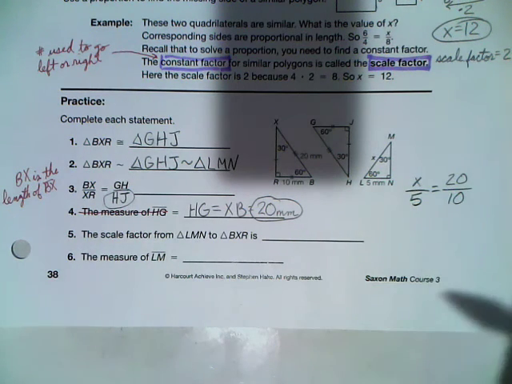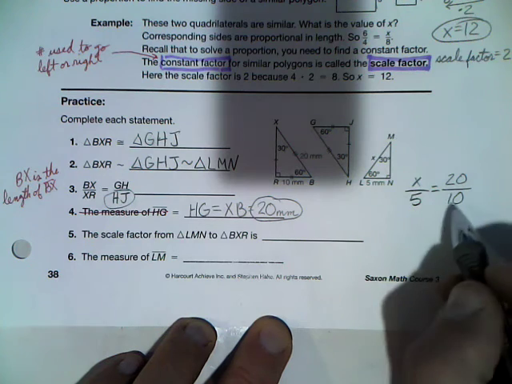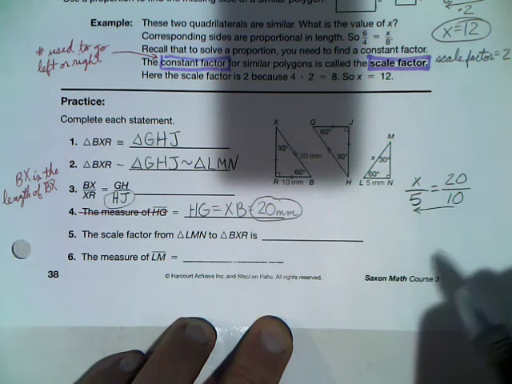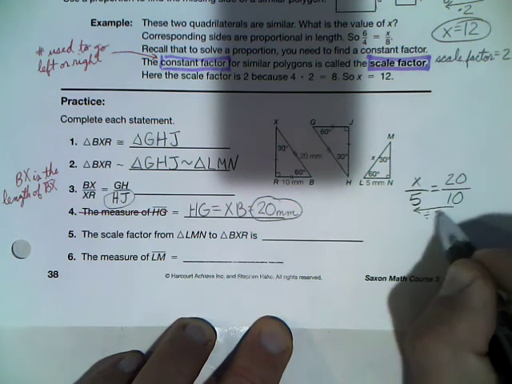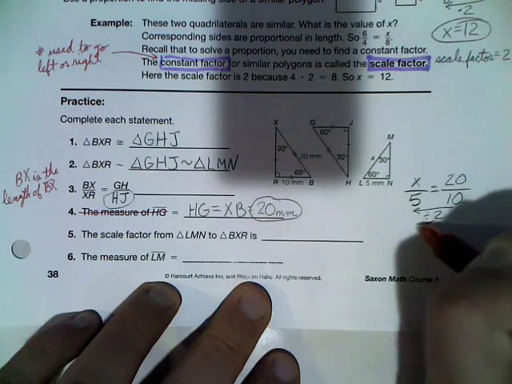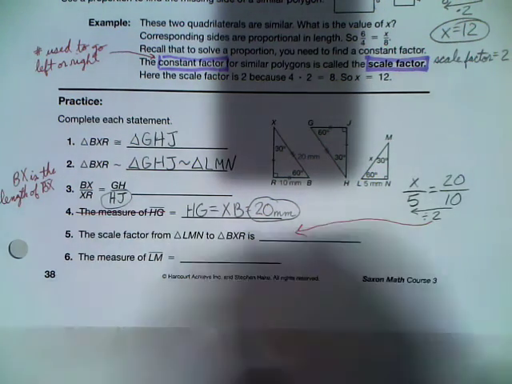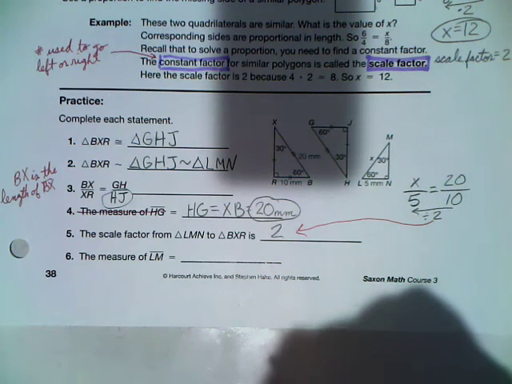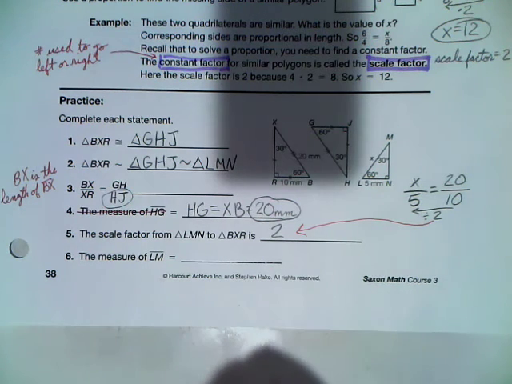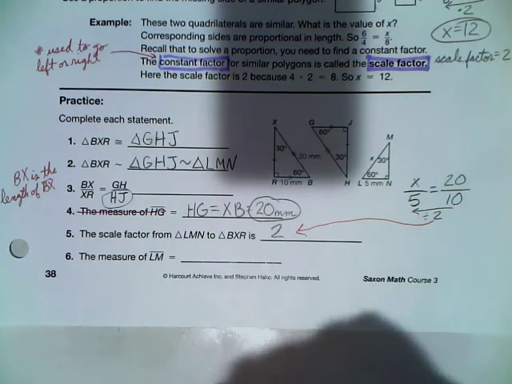So if we consider how would we solve this, well, specifically I'm looking for the scale factor. So in this case, we've got to go left or right to find the scale factor. So if I look here, since x is on the left, let's go to the left. So 10, how do I turn that into a 5? I divide by 2. So therefore, this 2 is my scale factor. The scale factor from triangle LMN to triangle BXR is 2, because that's the number we'd use to go left to right in our proportion.